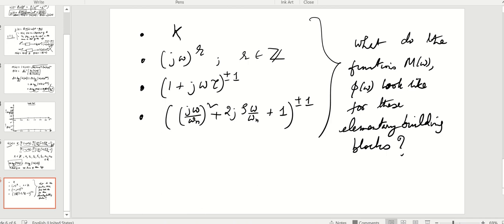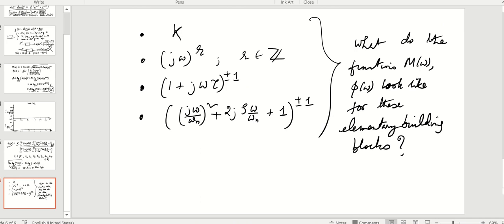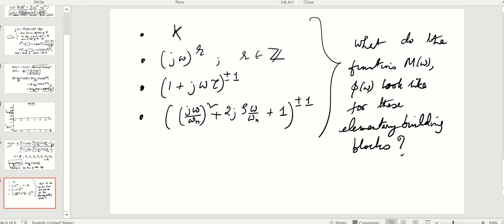So if you are able to plot M(ω) and φ(ω) for each individual block there, then you'll be able to construct or cook up the entire M(ω) or φ(ω) for the overall transfer function, that is this. All right. So far we've just spoken about this M(ω). So that might set you to ask the question, what about the phase? So let's just briefly discuss what the phase looks like.